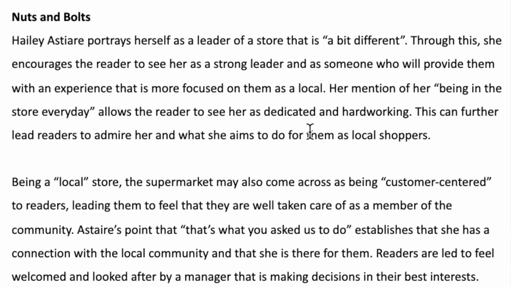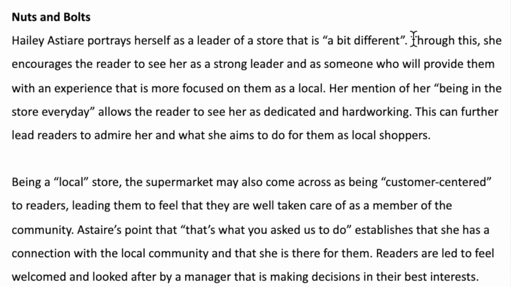So if you read along with me here, you'll see Hailey Astaire portrays herself as a leader of a store that is a bit different. Through this, she encourages the reader to see her as a strong leader and as someone who will provide them with an experience that is more focused on them as a local.